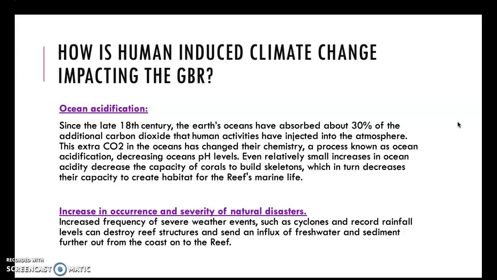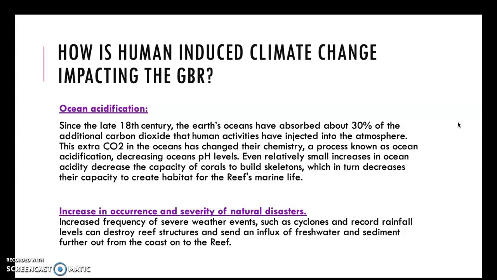The last one there we're going to talk about is the increase in occurrence and severity of natural disasters. This is around things like cyclones, flooding, droughts, and all of these events can bring with them fresh water and sediment, which can impact the coral stability.